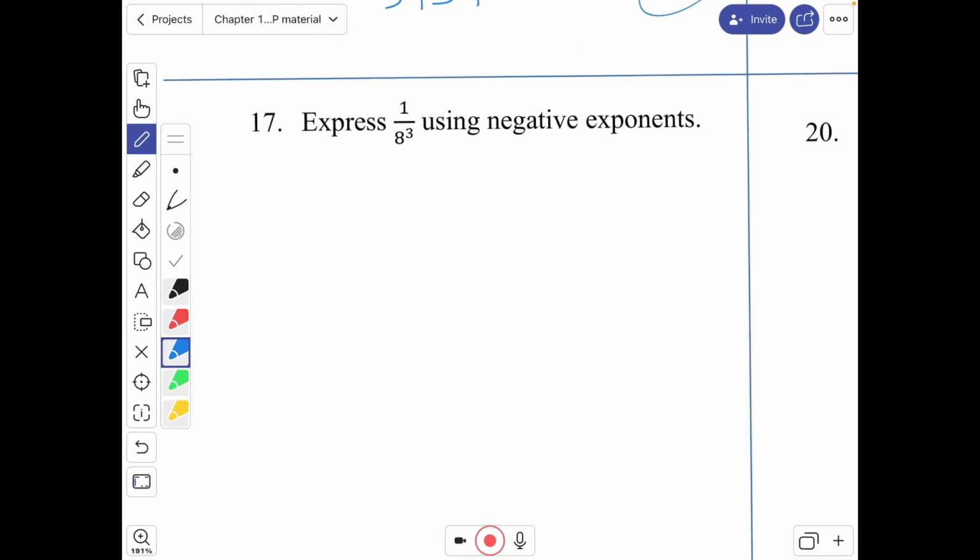Number 17. Express 1 over 8 to the third power using negative exponents. If we're going to use a negative exponent, then we get rid of the 1, and it's just 8 to the negative third power.